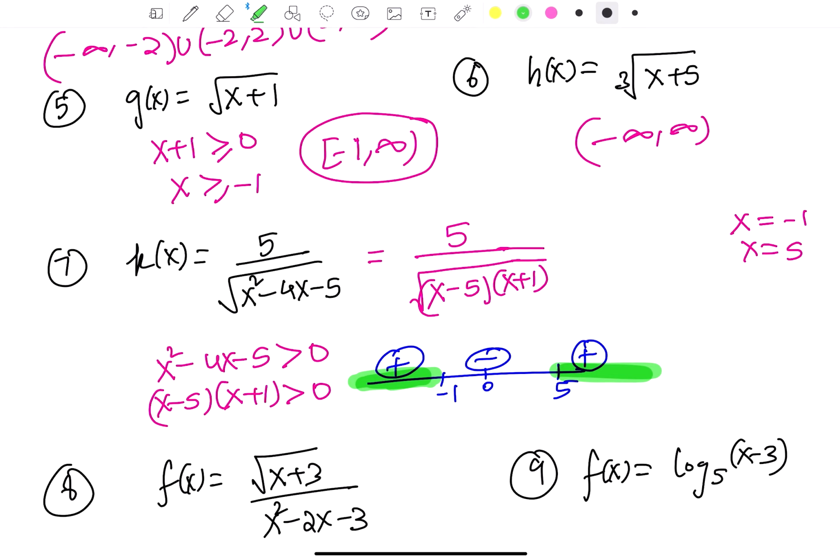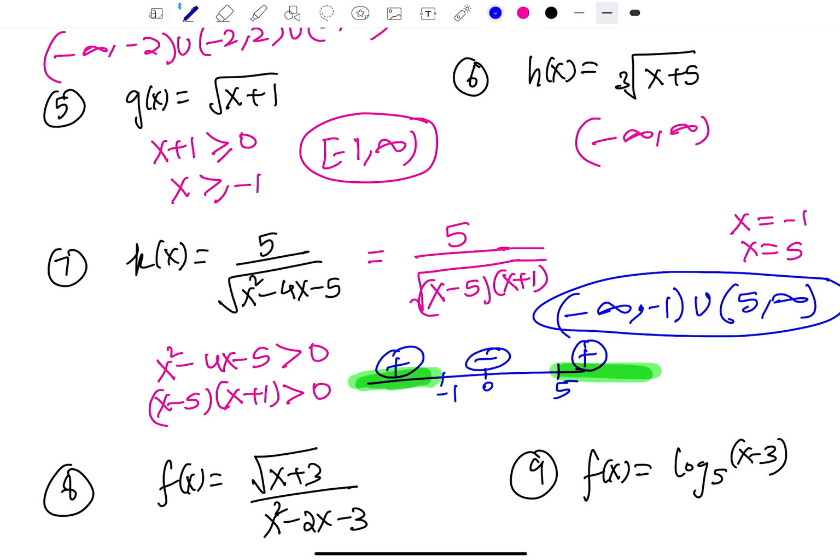So all the x values either to the left of -1 or to the right of 5 are going to be okay. They are going to give me a positive radicand only. So my solution here is going to be -infinity to -1 with no equal sign. We don't want to include -1 because we don't want it to equal 0, and then 5 to infinity. That's going to be our domain in this case.